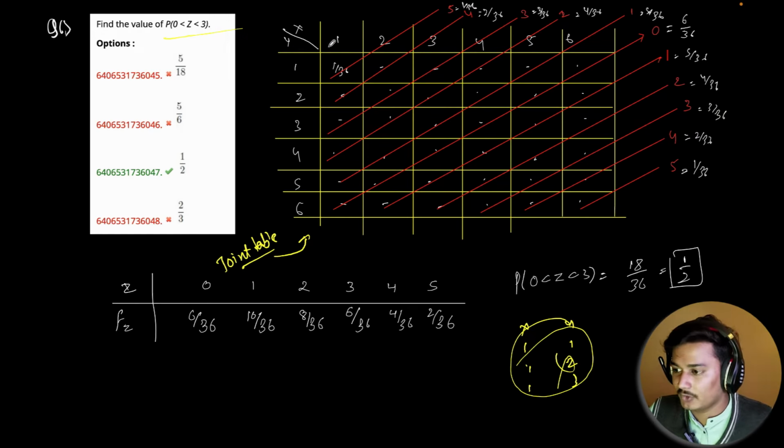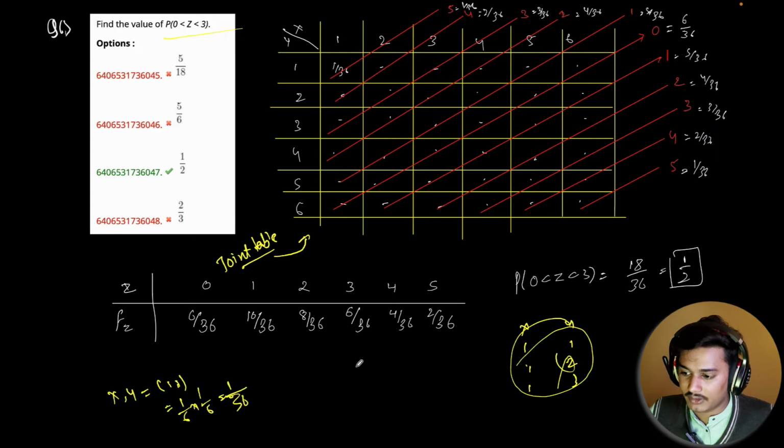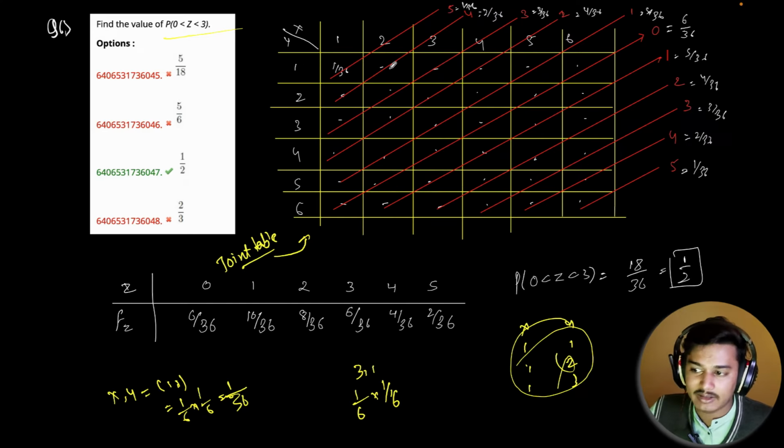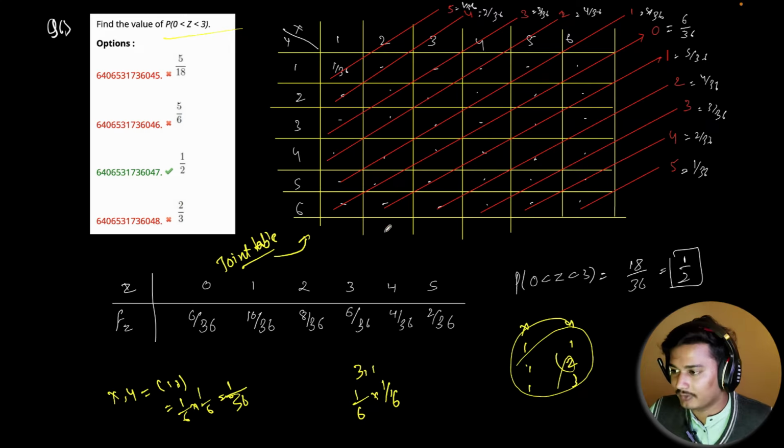Every value here is 1 by 36. If I say the probability of X and Y both taking 1, the probability of 1 is 1 by 6 and this is also 1 by 6, so it will be 1 by 36. Take any other value, 3 and 1: 3 is 1 by 6 and 1 is 1 by 6, so again 1 by 36. So the probability of each value is 1 by 36. Now we have to find Z from 0 to 3.